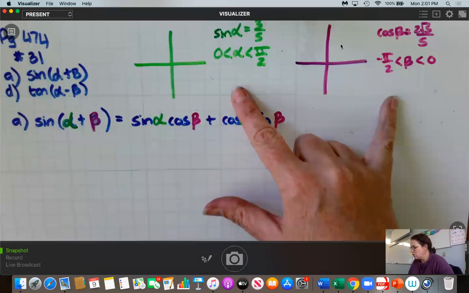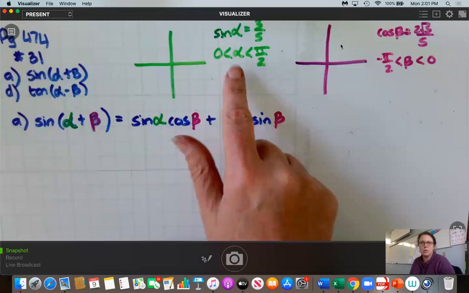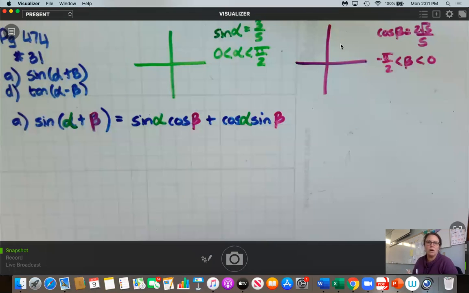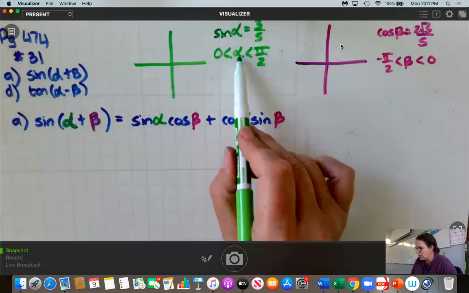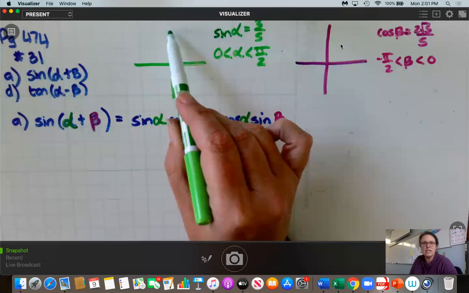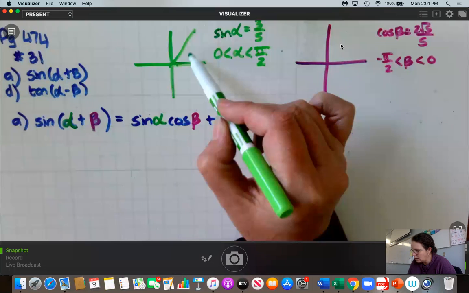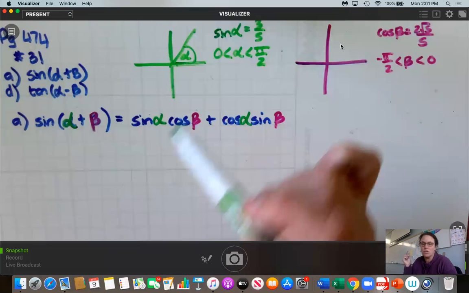For each of the angles, you're going to draw a picture for alpha. You're going to draw a separate picture for beta, and you're going to figure out where these angles are on the coordinate plane. So sometimes they're going to tell you specifically that in this case, alpha is greater than 0 and less than pi over 2. So they're telling us that it's in the first quadrant someplace. We don't know exactly where. I'm going to just draw it somewhere in the first quadrant.